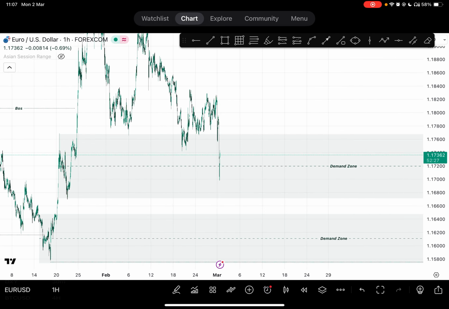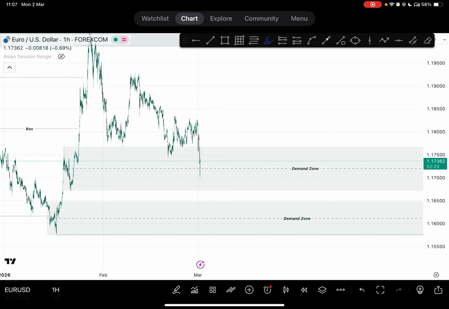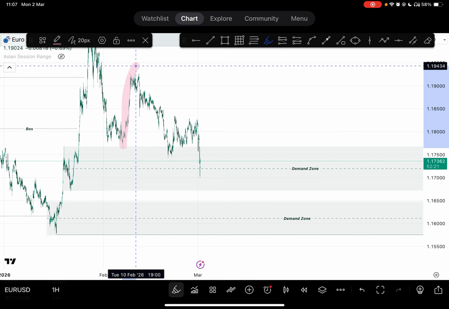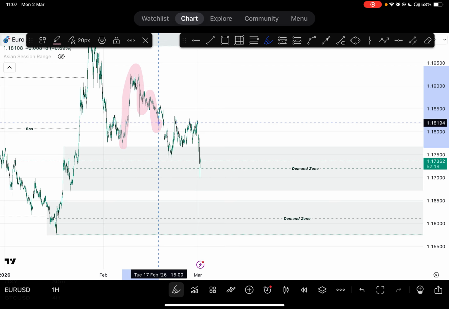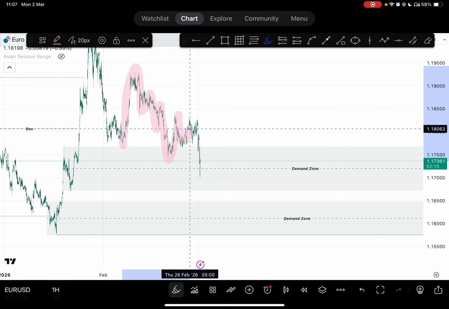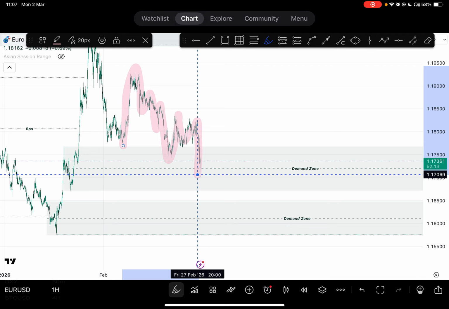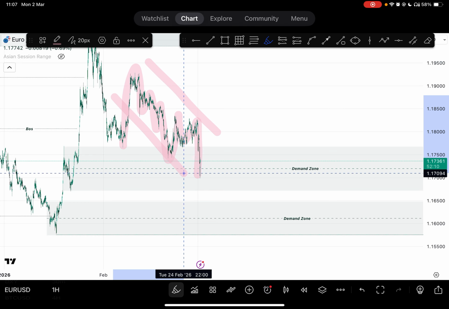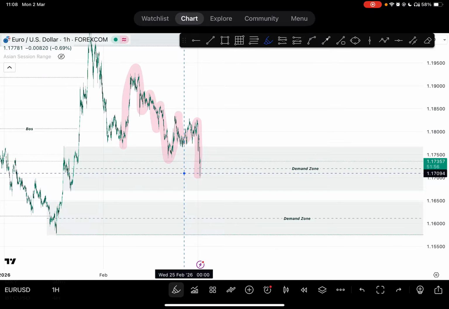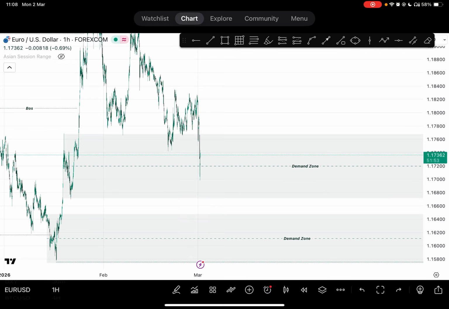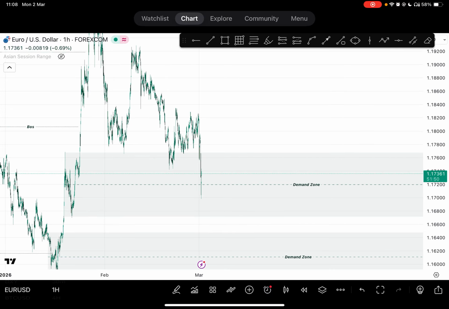Since we are already on this demand zone, what I will look out for is that we have a low, high, low, high, low, high. Then we have this consolidation before the pullback. What I would do is identify a recent bearish structure, a recent structure range at this point, to mark out and expect that if price takes out this point, then this is where I'm looking out for a buy.